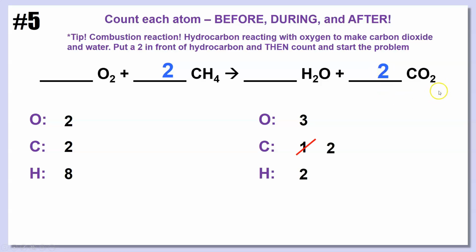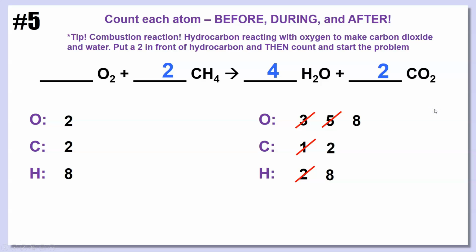Let's update our oxygens. Now we have 4 plus 1 is 5. Well, it doesn't seem much better. Let's move on. Let's try fixing the hydrogens. Let's put a 4 here. 4 times 2 is 8. And now I changed my oxygens also. So 4 plus 2 times 2.